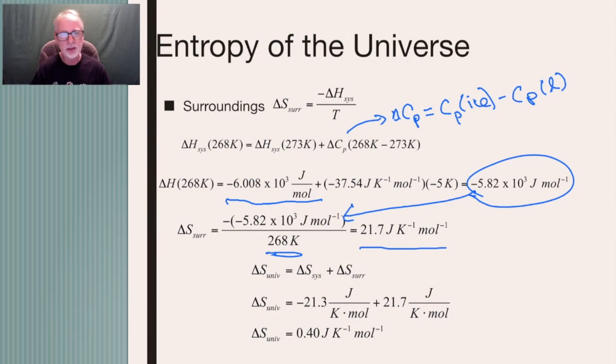Later on, we'll show how we can use delta G to do these calculations, and we won't have to calculate delta S for the surroundings. But nonetheless, we've shown that this freezing of the supercooled water, which happens irreversibly, is not a violation of the second law of thermodynamics. So that's how we do that calculation.